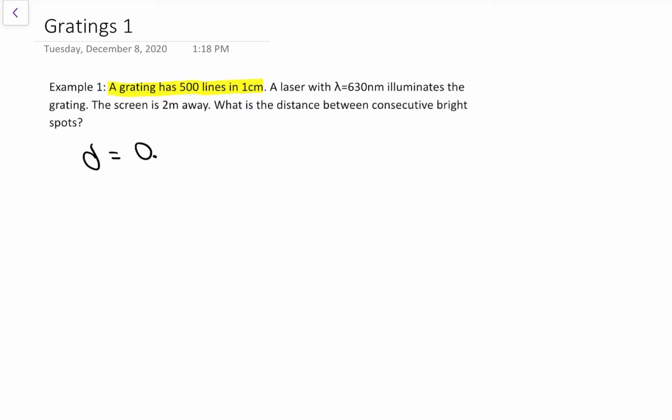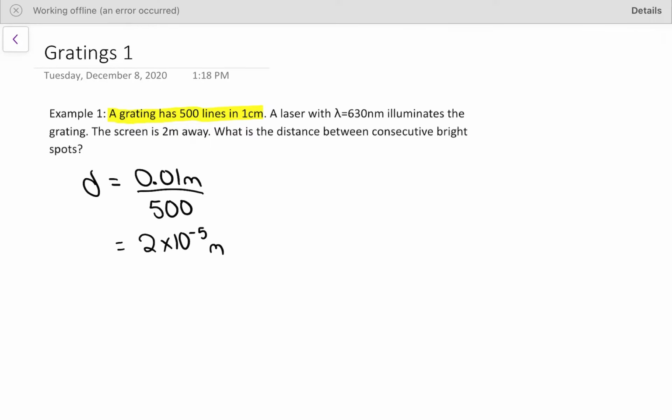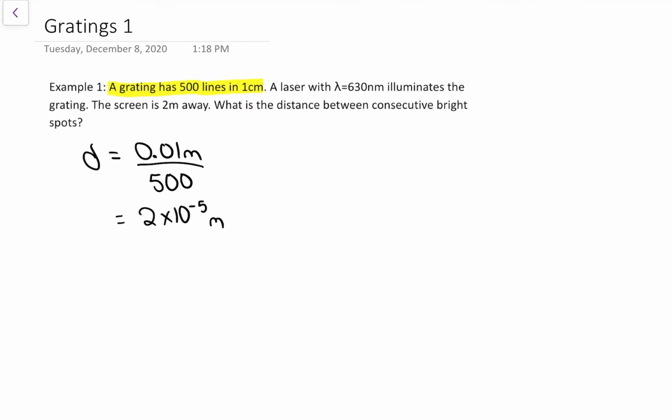So the D value in this case, it's got 500 lines in 1 centimeter. So the D value is going to be 1 centimeter, or if I put that into meters, divided by 500. Do the math on that, crunch it out. That's a funny number, 2 times 10 to the negative 5 in meters. That's the D value of this particular grating. Then the rest of it falls apart just like a double slit question would.